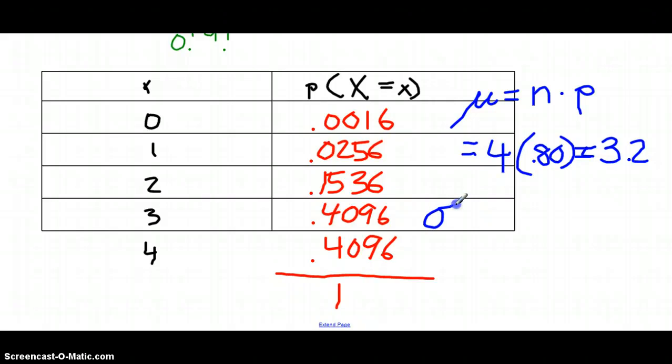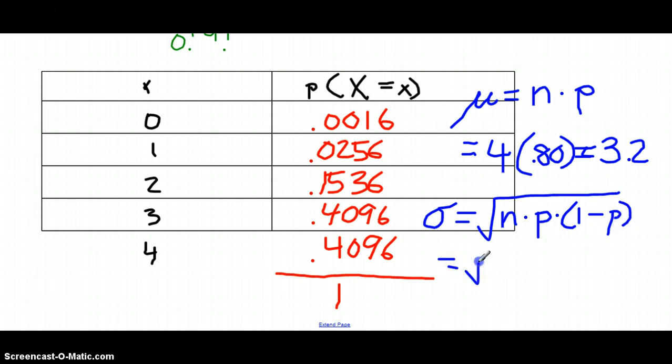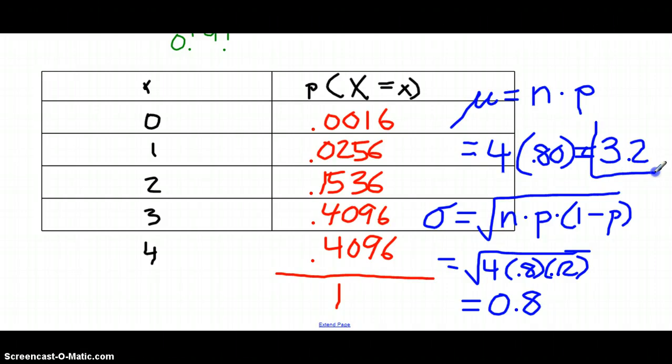The standard deviation formula is the square root of n times p times 1 minus p. So that's going to be 4 times 0.8 times 0.2, which gives us the variance. We have to take the square root of that, and that happens to come out to 0.8. That's just the way it comes out. So on average, the number of working detectors in a group of 4 will have a mean of 3.2 and a standard deviation of 0.8.